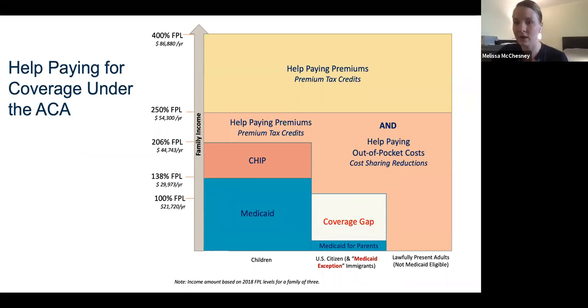And as we know, sometimes those plans could be nearly free if they get a bronze level plan, which isn't great coverage, but it's better than nothing. So I just like to point out that there are non-citizens who can get ACA coverage, and the people who are in the coverage gap are primarily US citizens.